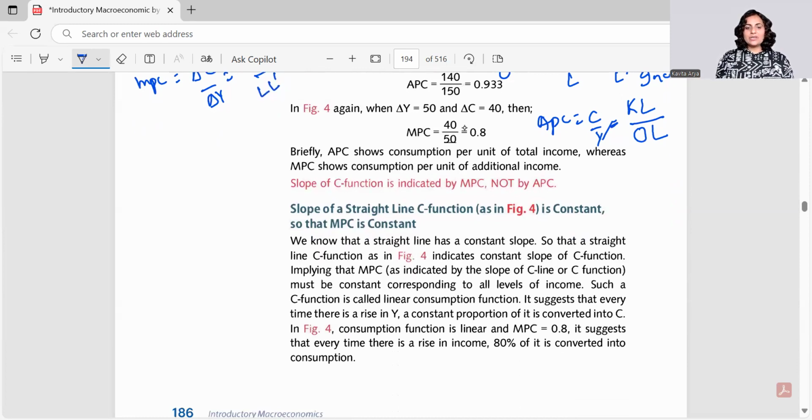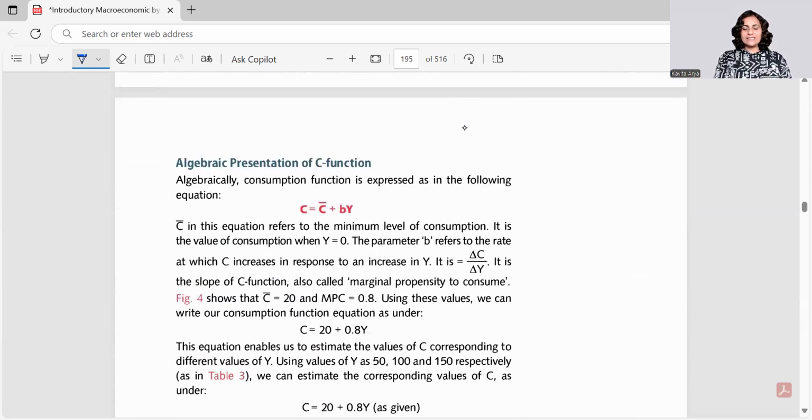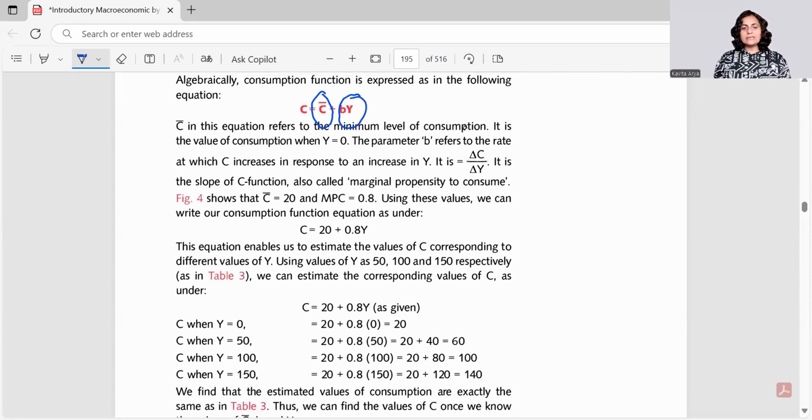So it's very much clear that the slope of C is indicated by MPC, not by APC. And MPC remains constant. As was told to you before, C is equal to C bar plus bY. This is the autonomous, independent component and this is the component dependent on income. So as income rises, consumption rises. As income falls, consumption falls.